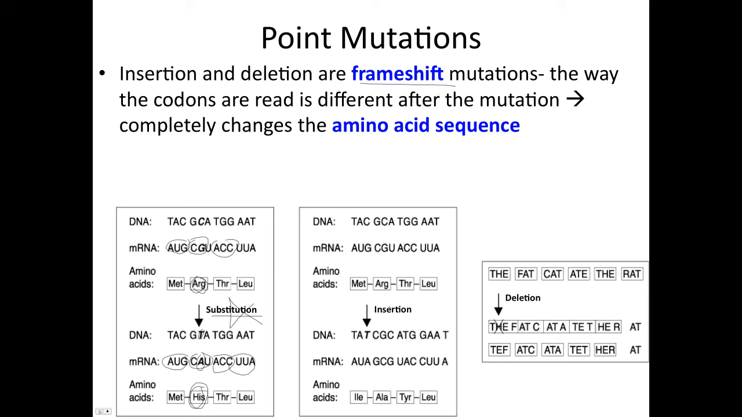But if I insert a letter, so here I inserted what's going to be transcribed right here. I added one. Now my codons are completely different. Instead of having AUG, I have AUA. Instead of having CGU, I have GCG. Everything after this is completely changed. So you can see that my amino acids, which I should have made, are completely different. None of them are the same, besides the last one.